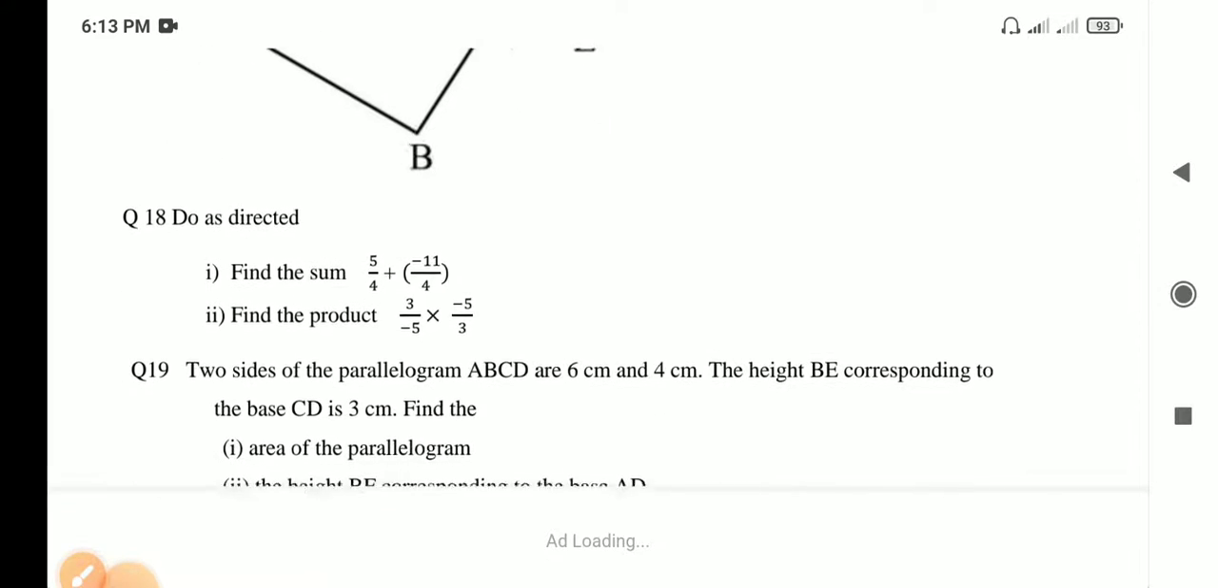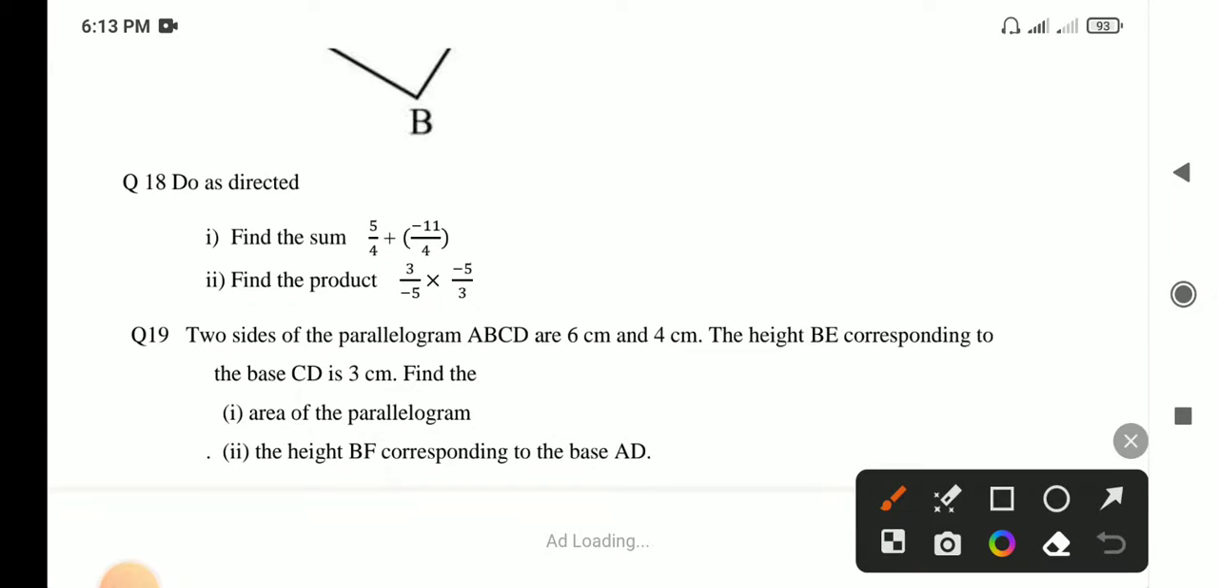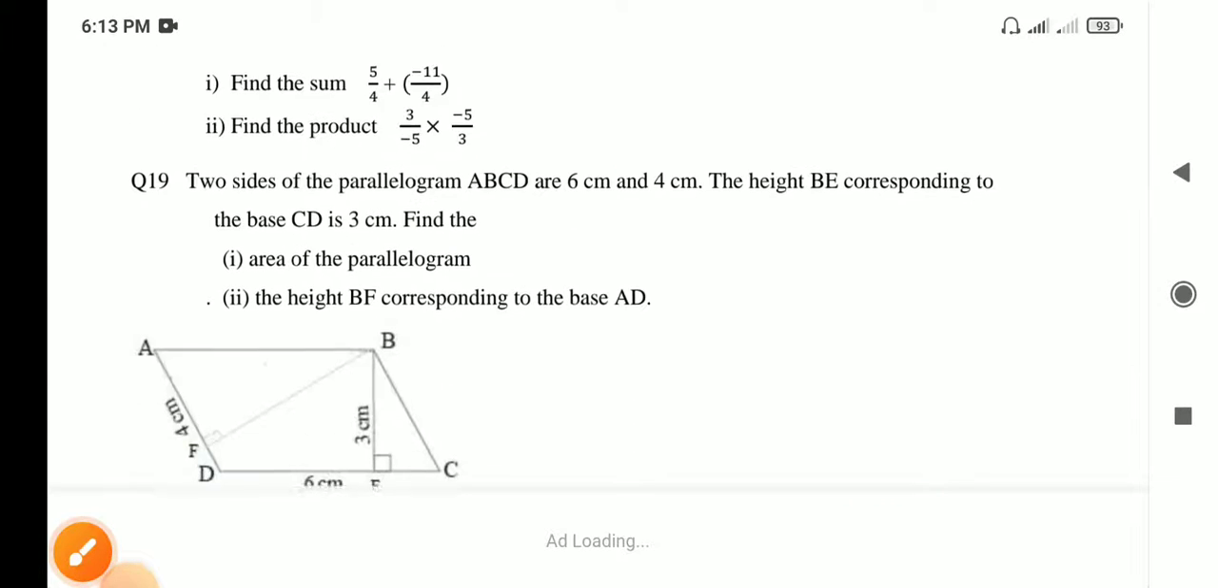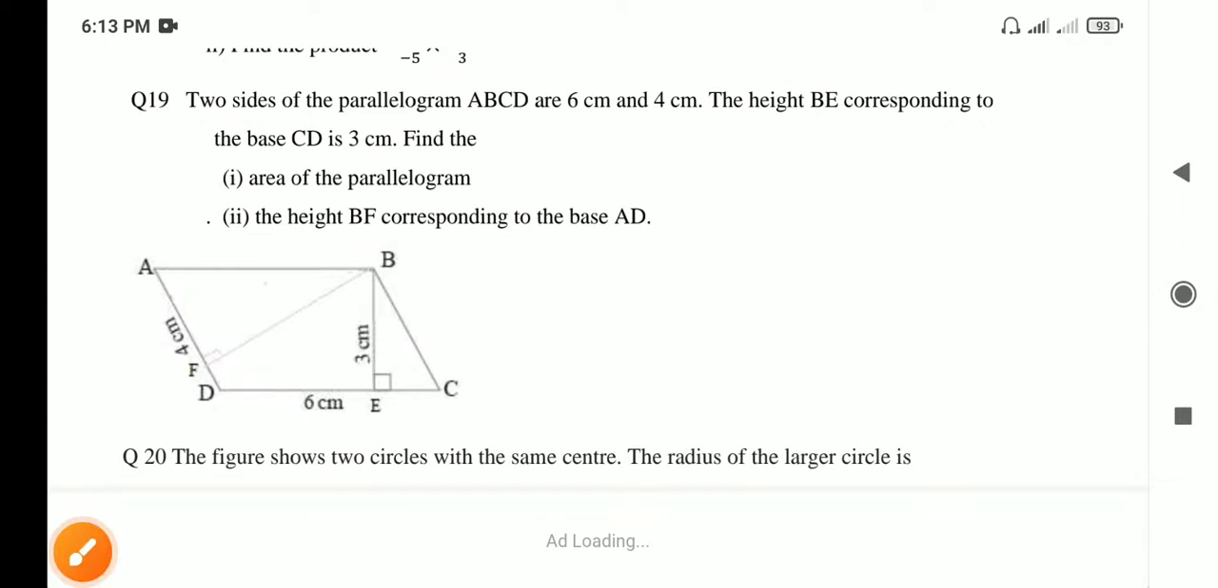And now let's see question 18. Question 18, you can see, do as directed, find the sum of 5 upon 4 plus minus 11 upon 4 and find the product of 3 upon minus 5 into minus 5 upon 3. Very simple questions are there. You can easily do all these questions. Now let's see question 19.